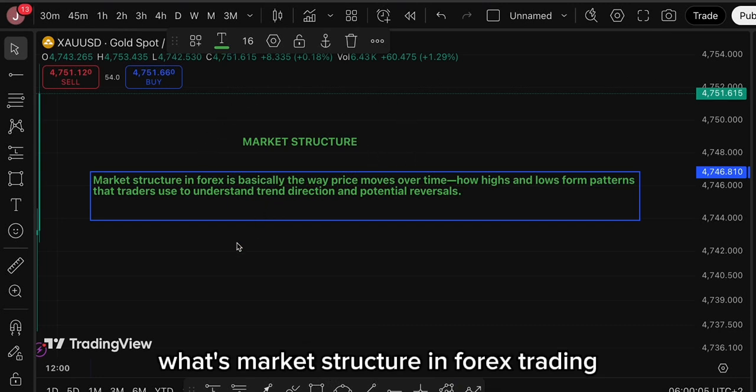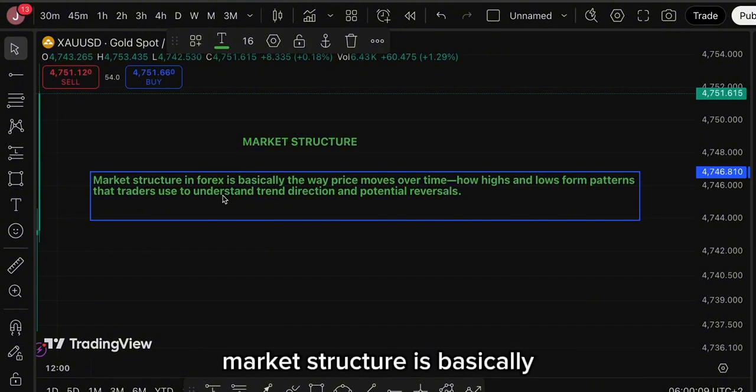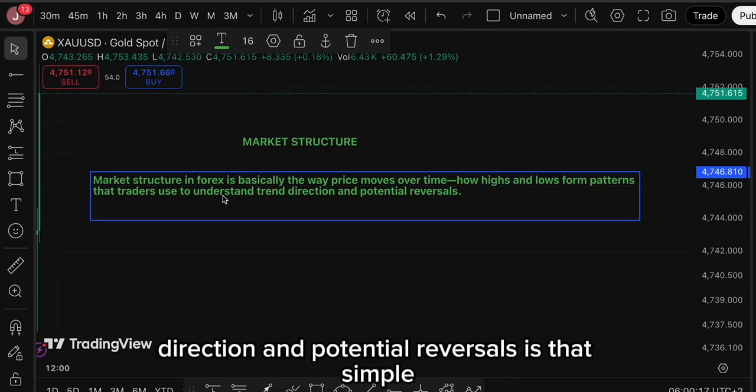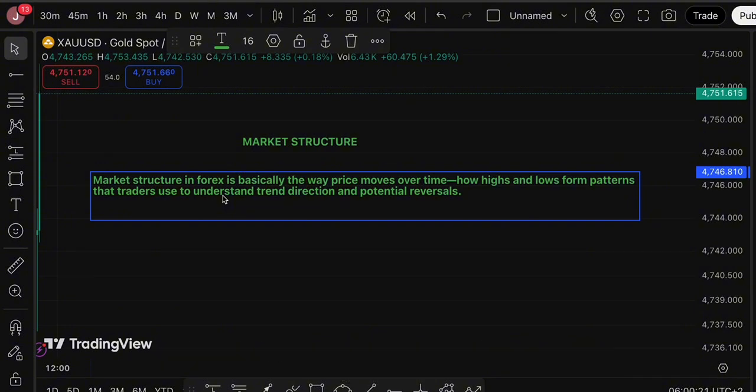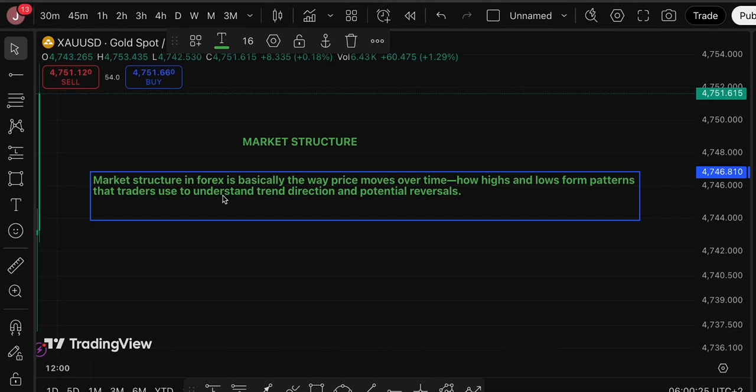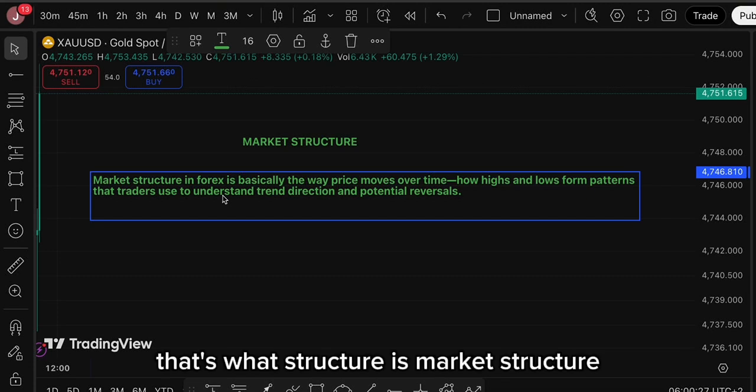What's market structure? In forex trading, market structure is basically the way price moves over time, how highs and lows form patterns that traders use to understand trend direction and potential reversals. It's that simple. Think of it as the story price is telling. That's what market structure is.